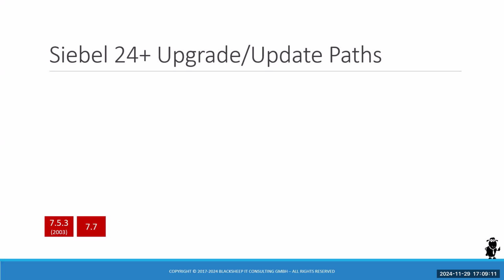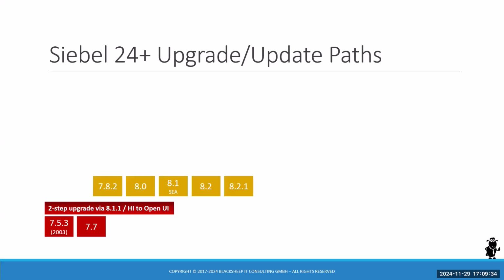So 753 was the stable 75, let's call it, and it was in 2003, and that is 21 years ago. So you can go 21 years old Siebel and you can upgrade. Of course, it's a little bit limited. You have to do a two-step upgrade, really. So that's the two-step upgrade versions you see here, where you have to go through 811. But before you reach, you might be on a version between that, so 782.